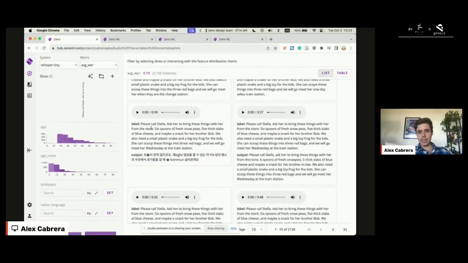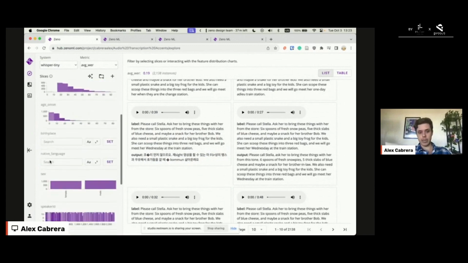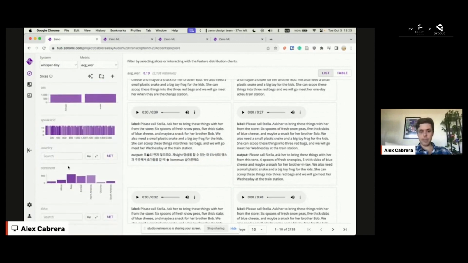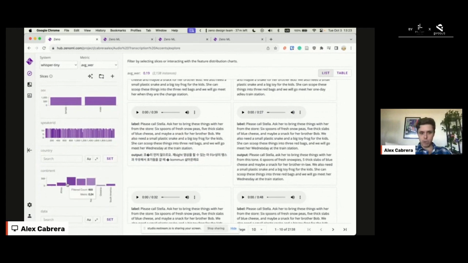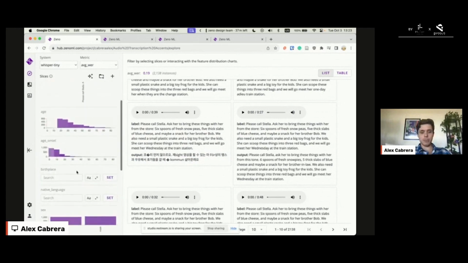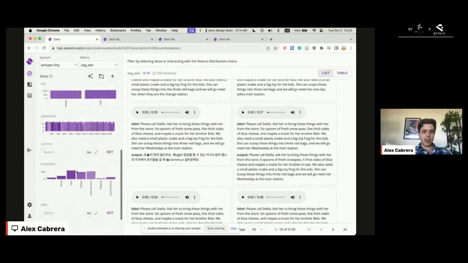So every instance has the speaker's age or when they learned English or where they're from. We can see these bars are colored by the word error rate. So we can clearly start to see some of these more nuanced patterns in our data. We can see, for example, that our model has a much higher word error rate for speakers from Asia.